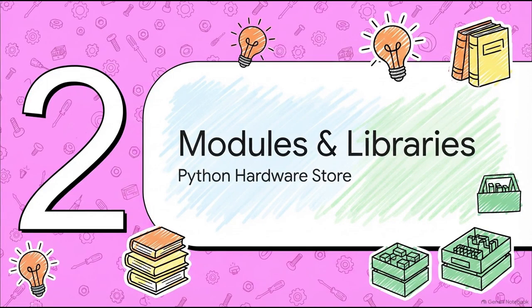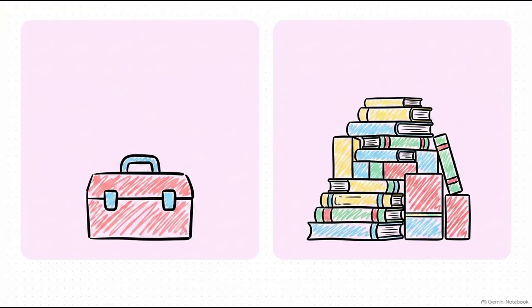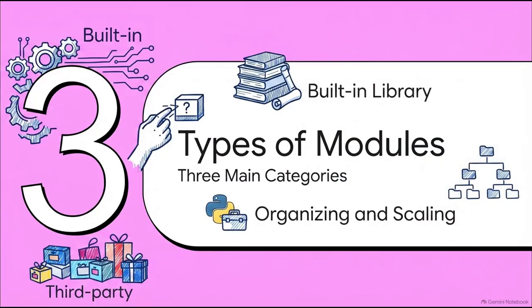Section 2. Modules and libraries defined. The Python hardware store. This brings us to modular programming. A module is really just a single .py file containing related tools, like functions, classes, and variables. Think of it as a single toolbox. A library, on the other hand, is a collection of several related modules grouped together to help with a specific task. So, if a module is a single toolbox, a library is... Actually, it's more like a massive hardware store full of toolboxes, sometimes hundreds of them, all working together for a common purpose.